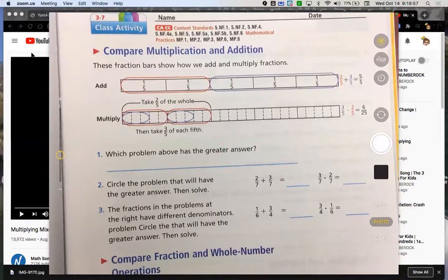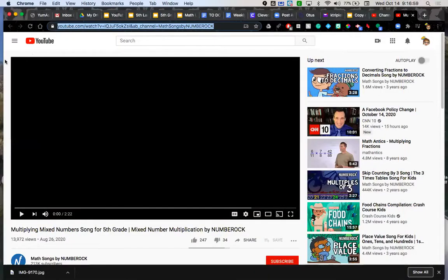All right, so we are continuing with multiplying fractions. Today we're actually going to talk about comparing multiplication and addition, like how you know which is which, whether you're multiplying or whether you're adding.